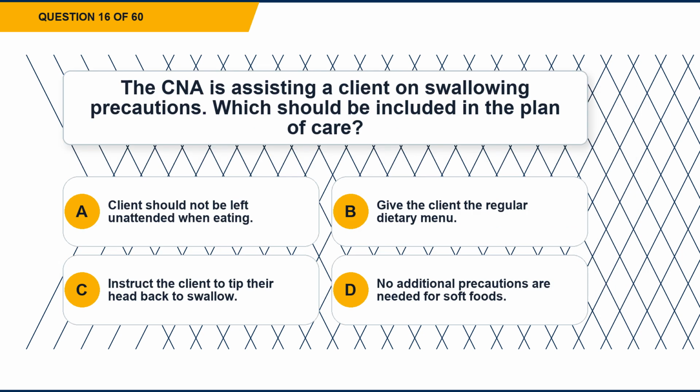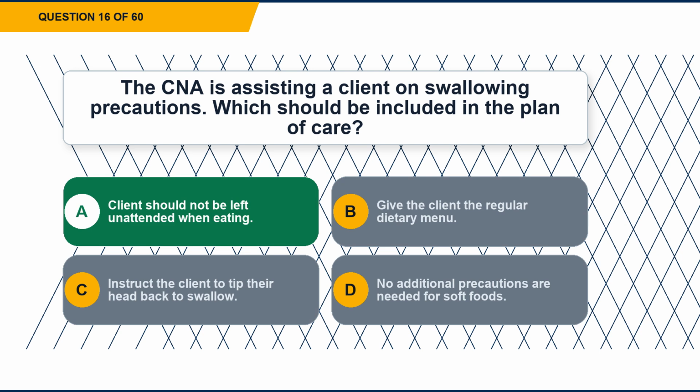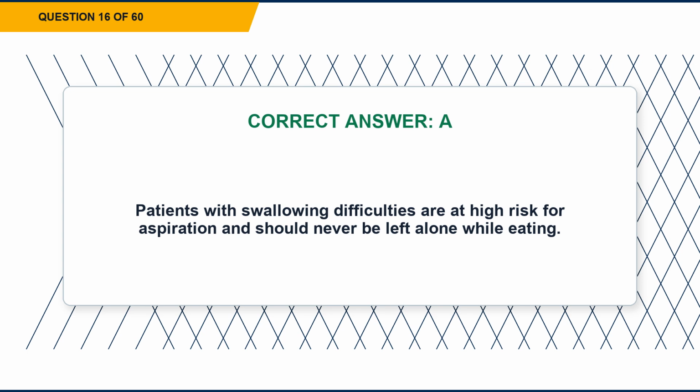Question 16. The CNA is assisting a client on swallowing precautions. Which should be included in the plan of care? Option A. Client should not be left unattended when eating. Option B. Give the client the regular dietary menu. Option C. Instruct the client to tip their head back to swallow. Option D. No additional precautions are needed for soft foods. The correct answer is option A. Client should not be left unattended when eating. Explanation. Patients with swallowing difficulties are at high risk for aspiration and should never be left alone while eating.